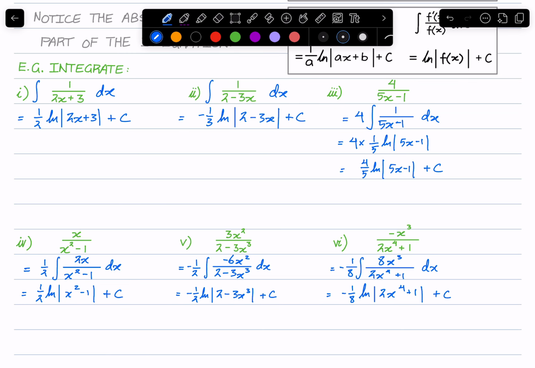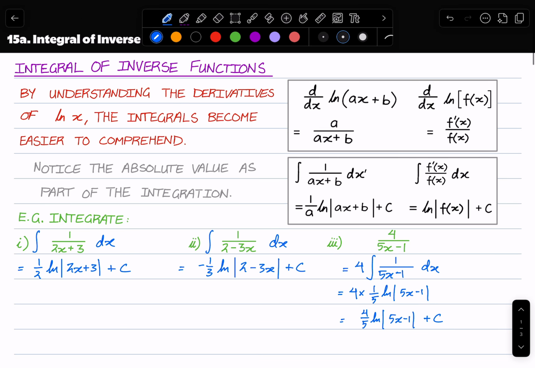So I hope that's given you an insight into the integral of inverse functions. So essentially this is the integral that involves logarithms.